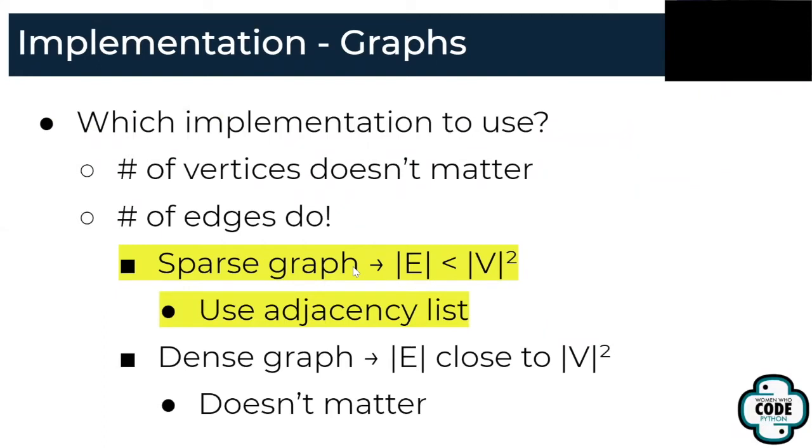Because we have two implementations to use, you might be wondering, which implementation should we use? Actually, the number of vertices doesn't really matter in determining which one we need to use, but the number of edges does. If a graph is sparse, it means that we have a lot of vertices, but they're not very densely connected. That means that the cardinality of edges is a lot smaller than the cardinality of vertices squared.